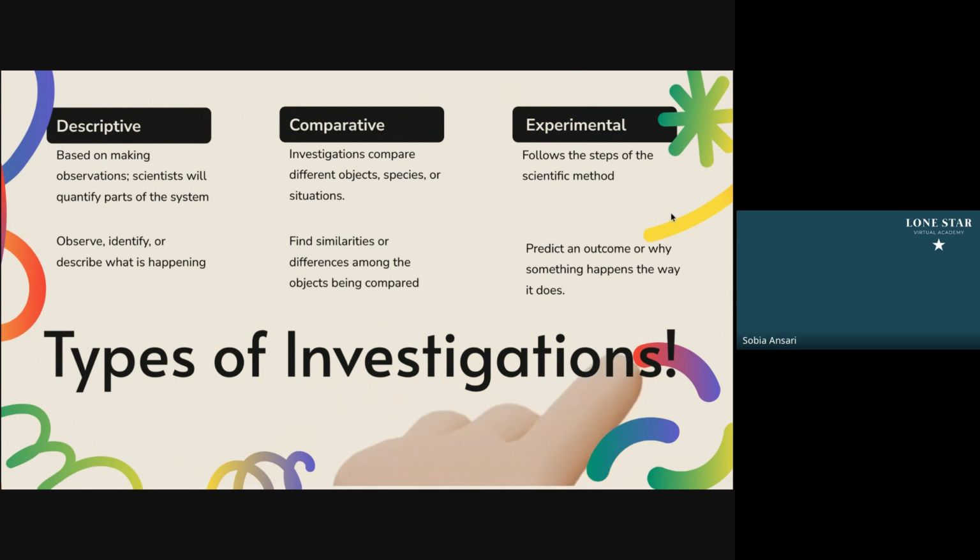The experimental type of investigation is where you're going to be following those steps of the scientific method that we talked about in the previous lesson. This is to predict an outcome or why something happens the way it does. The example we used was gravity, right? So Isaac Newton, when he saw that apple falling, he thought, why does it always fall? Why does it always happen this way? So he did experiments, or he came up with a hypothesis that defines or predicts why something is happening.